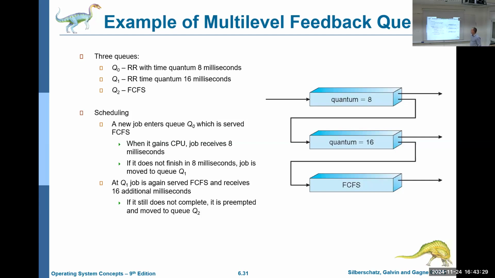Scheduling: a new job first enters queue 0, which is serviced first come, first serve, right? We always assume first come, first serve when you say, well, if it's round robin, who goes first? So it's first come, first serve. When it gains the CPU, the job receives 8 milliseconds. If it doesn't finish in 8 milliseconds, it goes to Q1. At Q1, the job is again serviced first come, first serve and gets 16. If it still doesn't finish, it's preempted and moved to Q2.